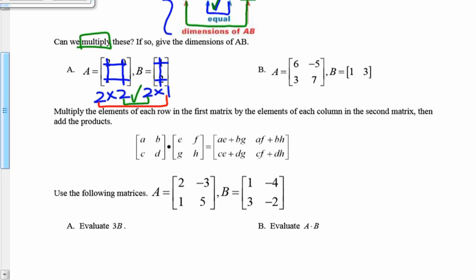So our answer will be a 2 by 1 matrix. We found that out by listing the dimensions of each one. So it's going to be a matrix of this size.